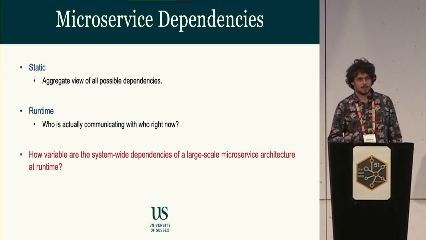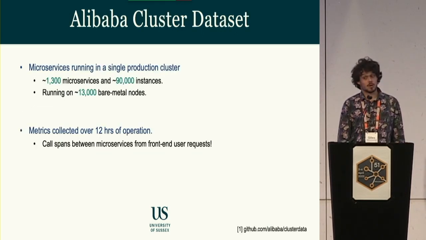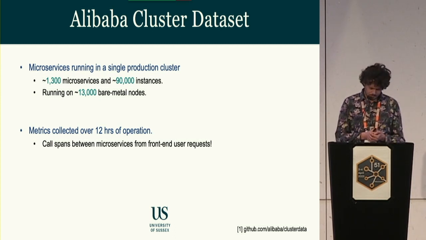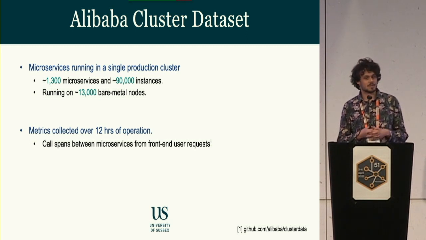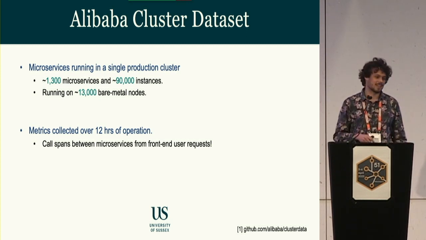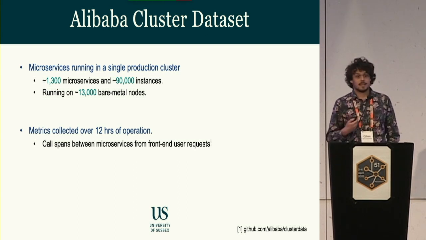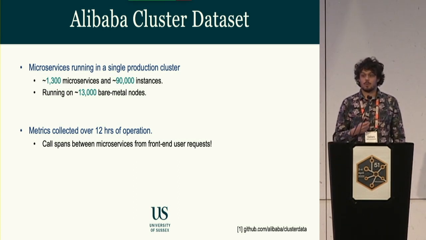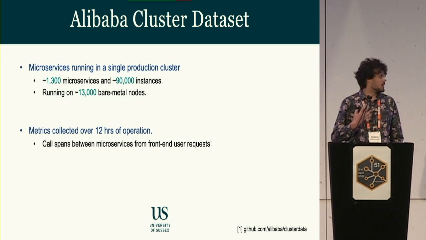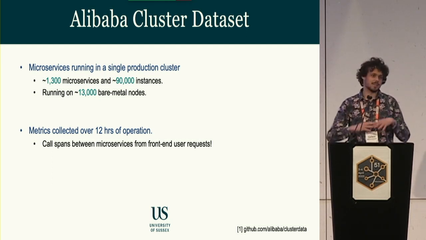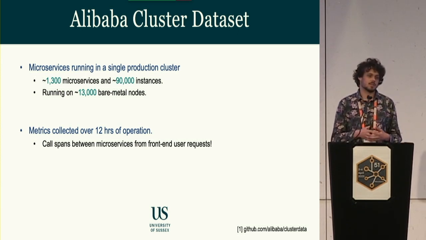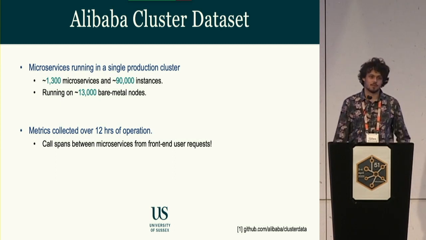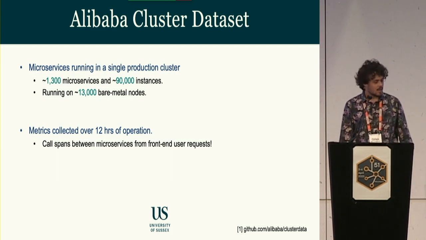To investigate this question, we used the incredibly helpful Alibaba cluster dataset, or more specifically, the Microservice 2021 dataset. So fairly recent, I guess 2 years, a lot of things can happen. But this is a dataset that contains the metrics collected from the microservices running on one of their production clusters, supporting their vast array of front-end services. So this is about 90,000 different instances of 1,300 different types of microservices running on about 13,000 different bare metal nodes. So it's fairly large.